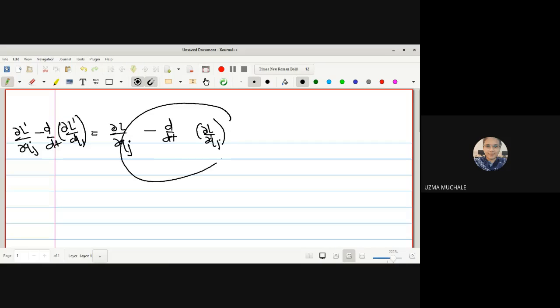So what is the value of this whole term? This is nothing but your Lagrange's equation, which is equal to 0, and hence we can say that L dash also satisfies the Lagrange's equation of motion. Okay.